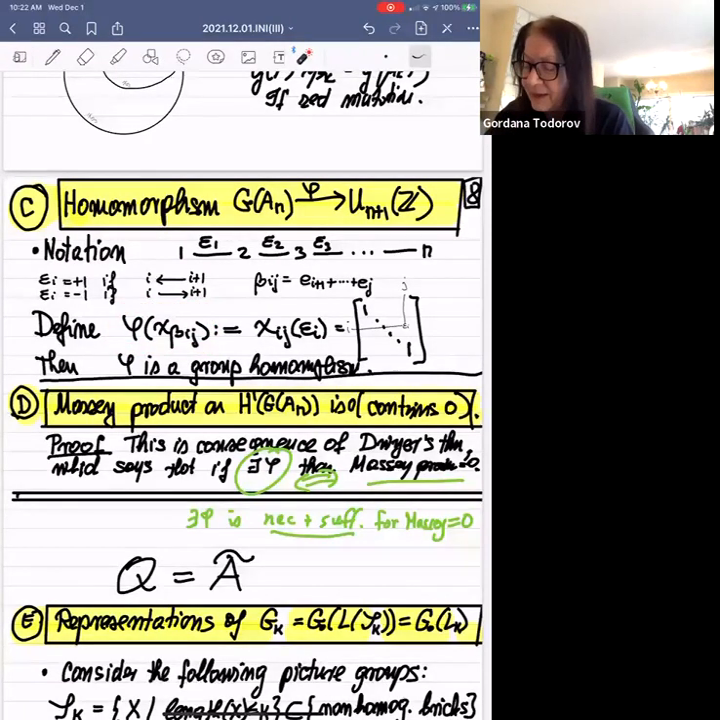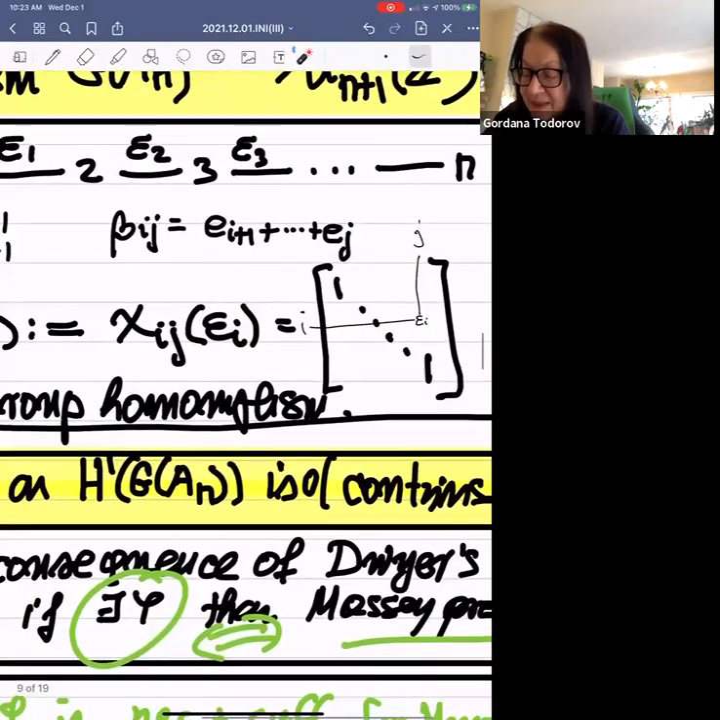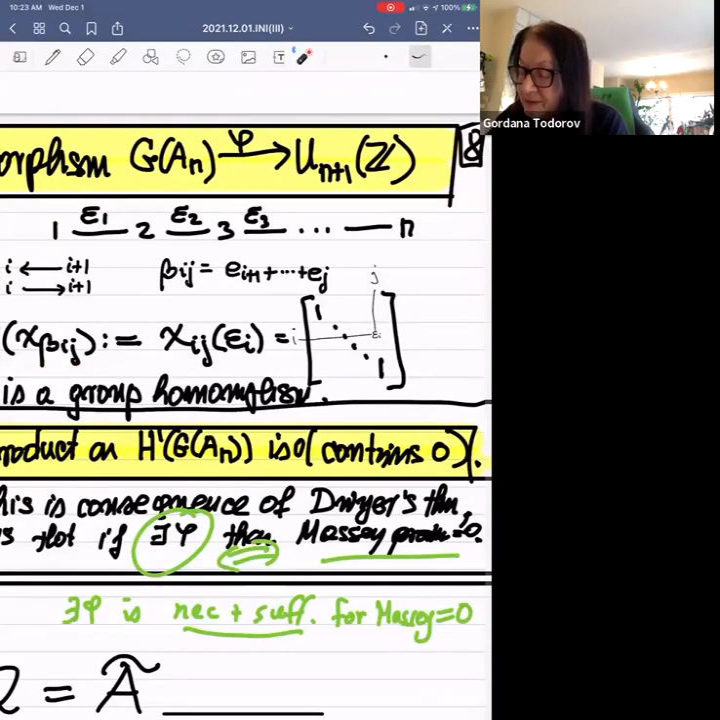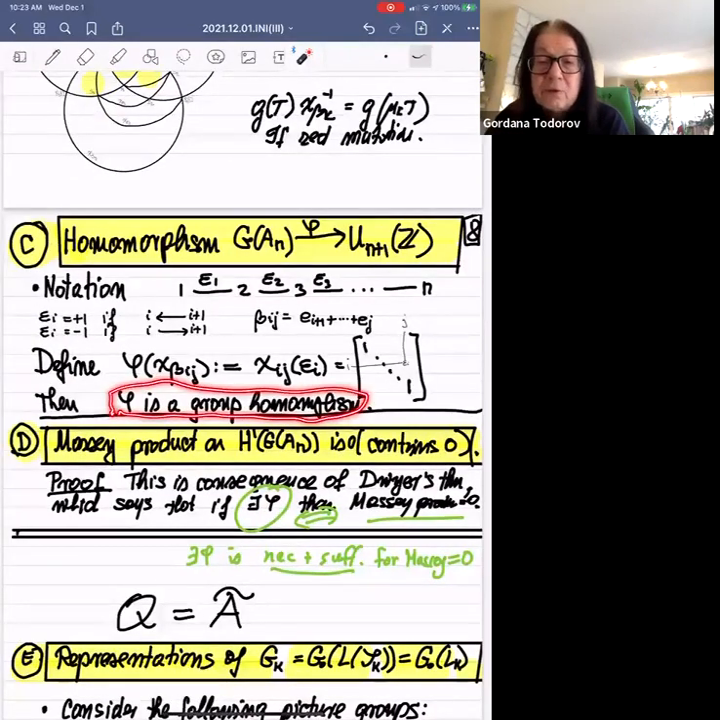And again, it's quite natural. We define a homomorphism from the picture group to the unipotent group, meaning the group of n plus 1 by n plus 1 matrices with ones on the diagonal, integers above, and zeros below. We define it by sending x_ij to the matrix with epsilon_i in the ith row and jth column. This is one homomorphism. There are some other homomorphisms which also work nicely, but this was the easiest one to describe. So each x of beta_ij is sent to a matrix like this, and one proves that this is a group homomorphism.